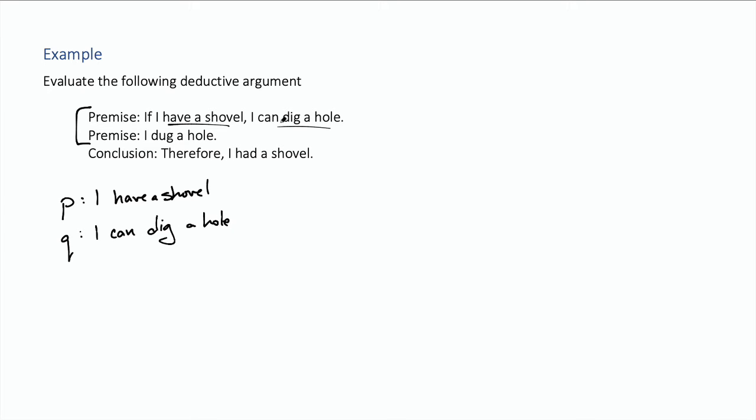So the first premise here is if I have a shovel, then I can dig a hole. So P implies Q. The next premise is I dug a hole. Now that's really just saying I can dig a hole, right? If you dug a hole, then of course you can dig a hole. So our second premise is really Q. And our conclusion is I had a shovel, in other words, P.